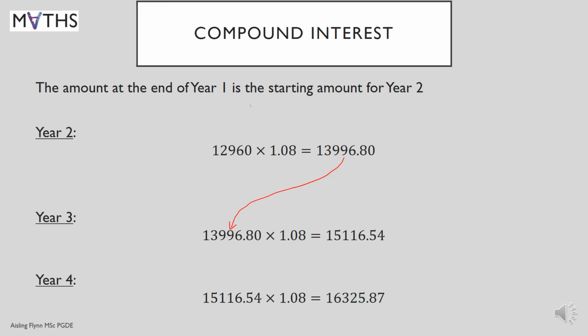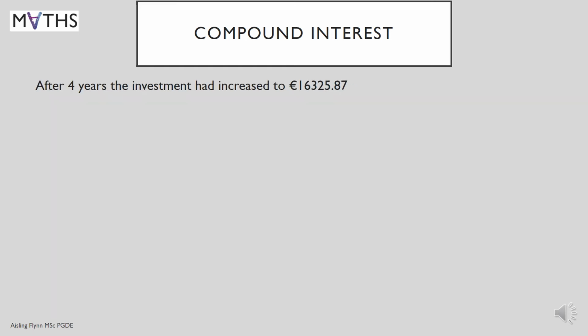And year 4, we start with the amount that we finished year 3 with. We find 108% of that. And so at the end of year 4, the investment comes to €16,325.87. So there we have it. After 4 years, the investment had increased to €16,325.87.